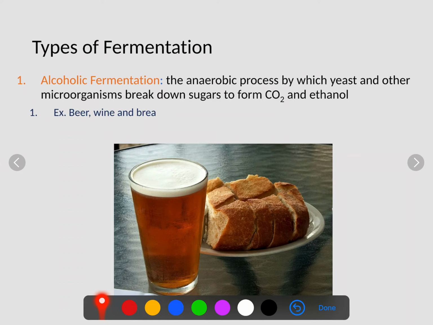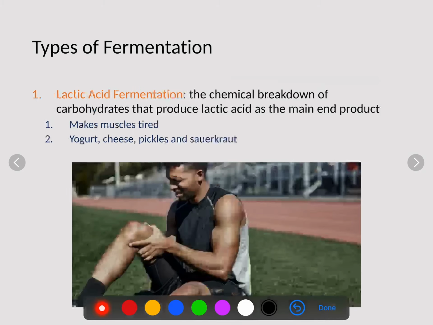So the first type we have is alcoholic fermentation, and this occurs in bread, wine, and yeast. So again, it's the anaerobic process by which yeast and other microorganisms break down that sugar. And if you ever look inside of a piece of bread, you'll notice it almost looks like air bubbles. What that is actually is CO2 being formed while that yeast is eating the sugar.